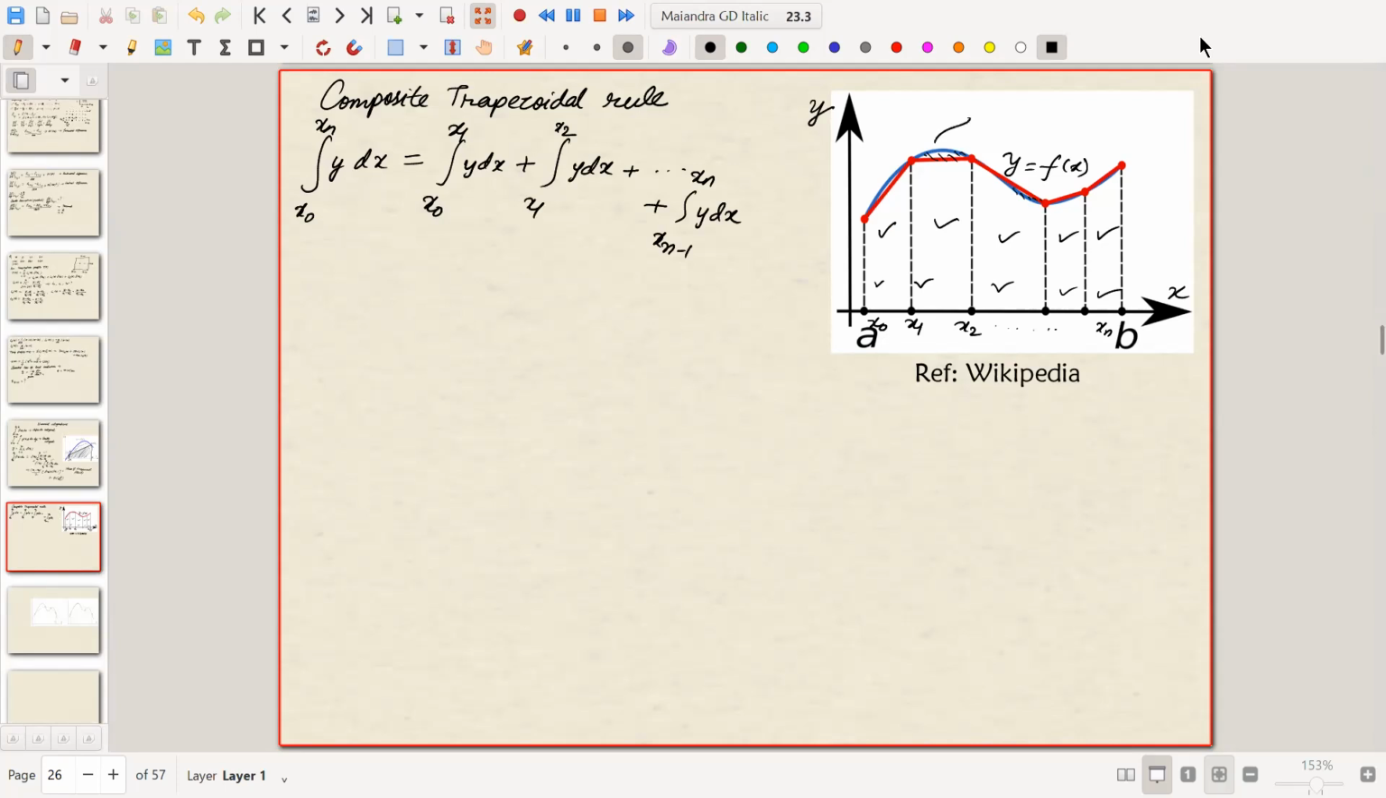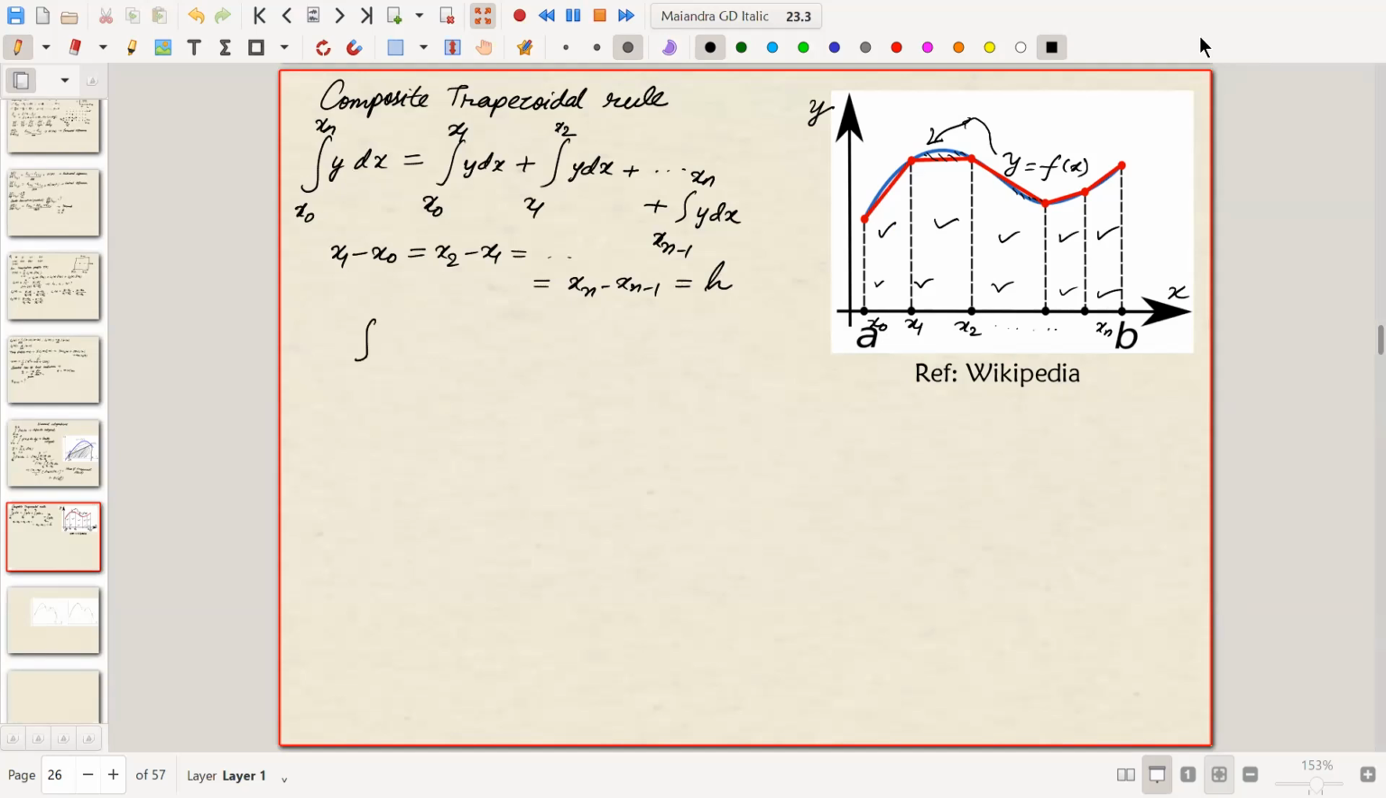This blue one is actually y equals f(x), and this red one is your interpolating polynomial. You can see that it is made of piecewise lines. That is what interpolation is. Just for simplicity, we can assume that x1 minus x0 is the same as x2 minus x1 and so on till xn minus 1. That is h, the uniform step size I'm taking.